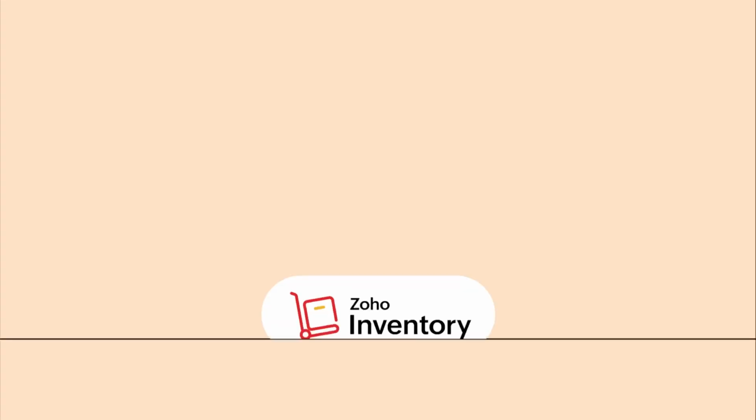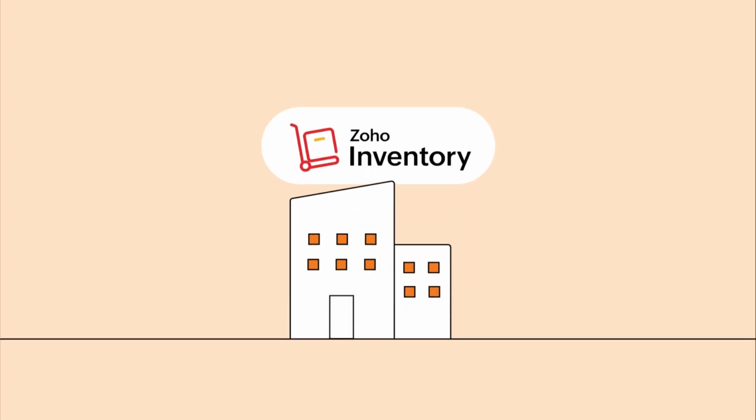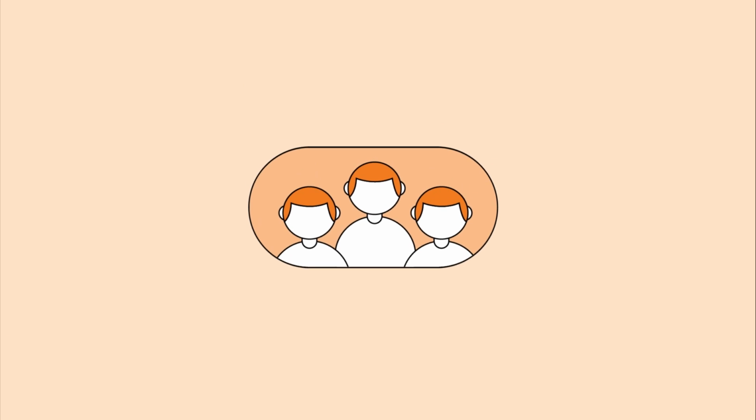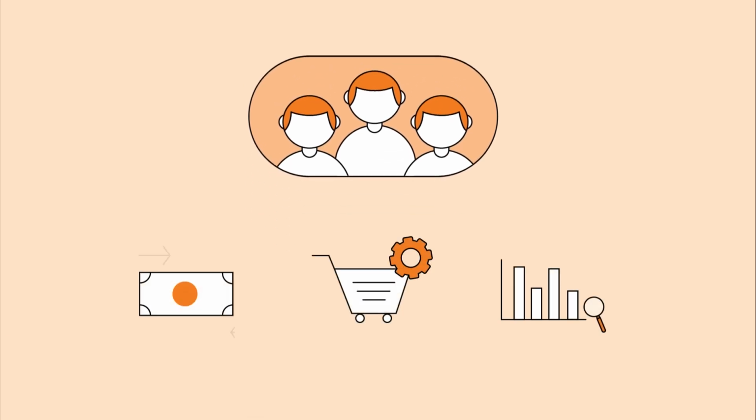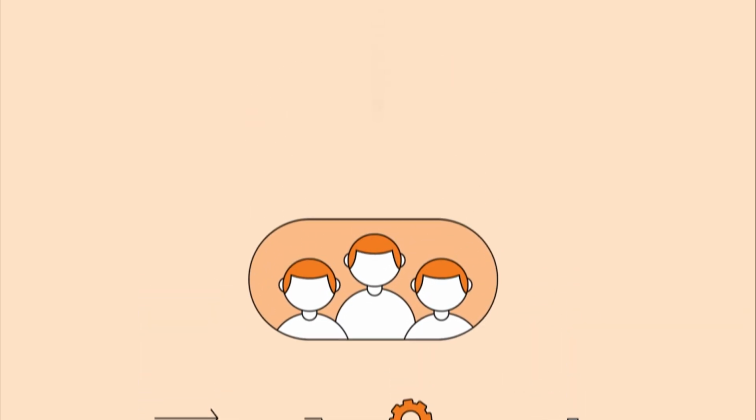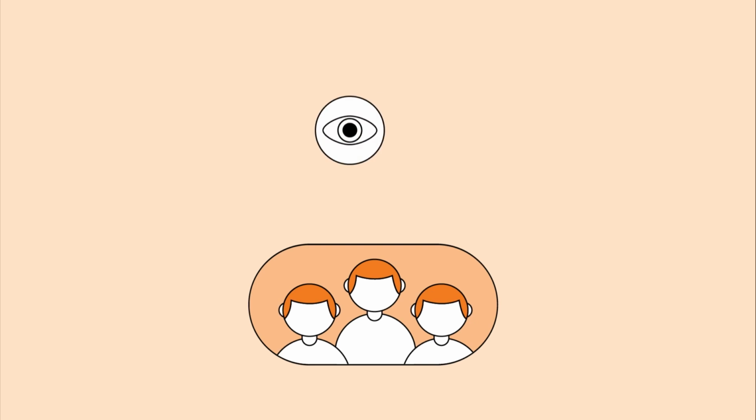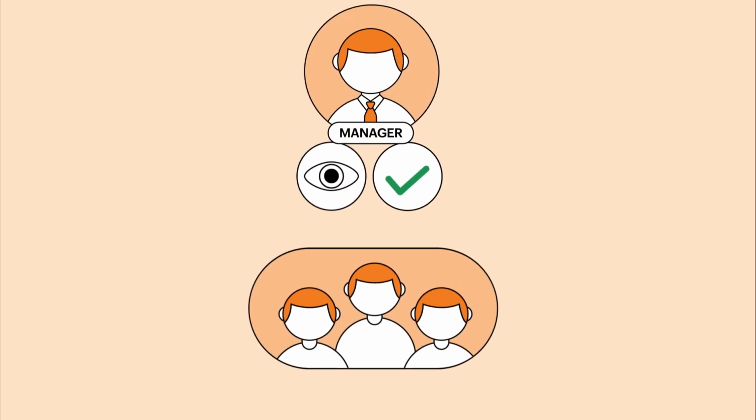Let's say you use Zoho Inventory for your business. You will have teams responsible for managing sales transactions, handling purchases, and overseeing the stock levels of your inventory. However, you want to ensure that all of these are supervised and approved by a manager before they are finalized. Here's where approvals come into play.